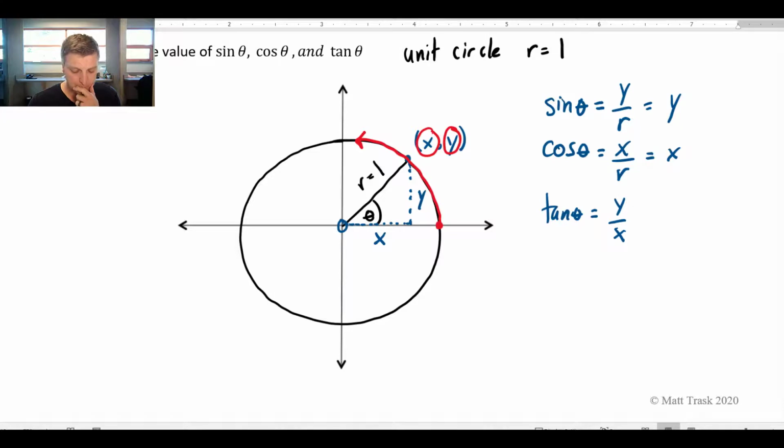And so you could see, for example, as you go around this circle, there's a certain maximum value you could get for your x-coordinate. Think about that. What is the biggest your x-coordinate could be as you go around a circle that has a radius of 1? And what is the biggest your y-coordinate could be? And what is the biggest your tangent could be? That gets a little funky.